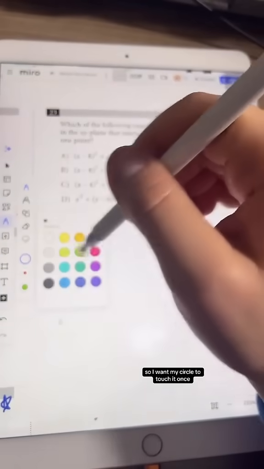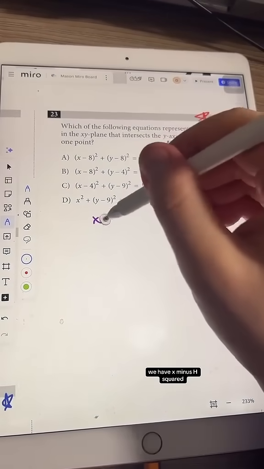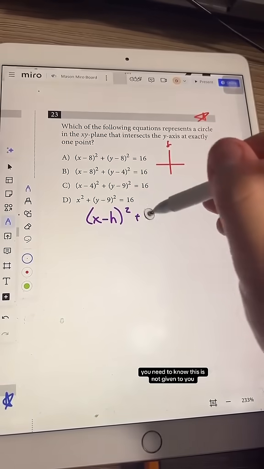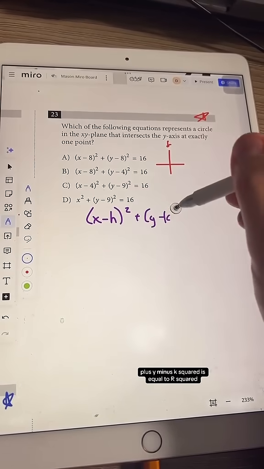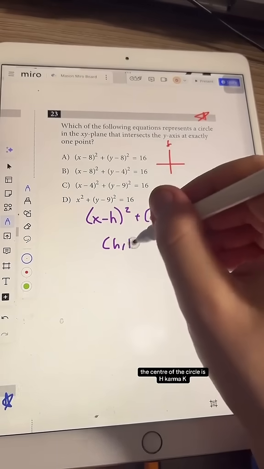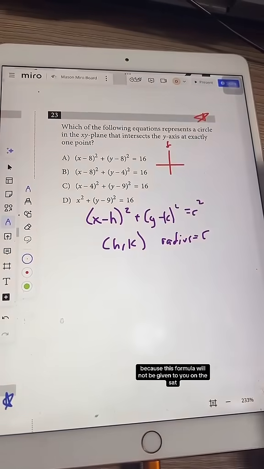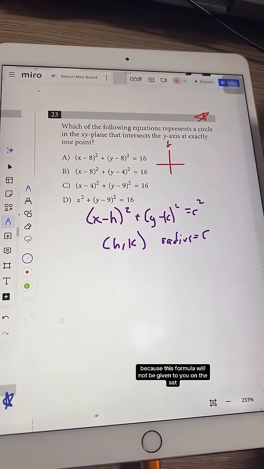In these circle equations, we have (x − h)² + (y − k)² = r². You need to know this, it is not given to you. The center of the circle is (h, k), and the radius is r. Take a screenshot here if you need it, because this formula will not be given to you on the SAT.